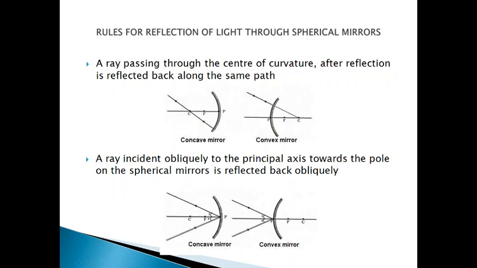And the last rule is that a ray of light which is incident at the pole of the concave mirror is reflected back, making the same angle with the principal axis. And in case of convex mirror, it is the same. The ray of light which is incident at the pole of the convex mirror is reflected back, making the same angle with the principal axis.